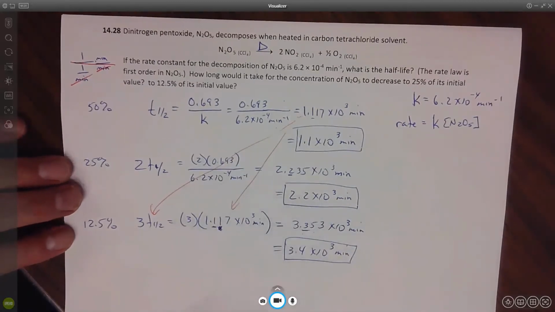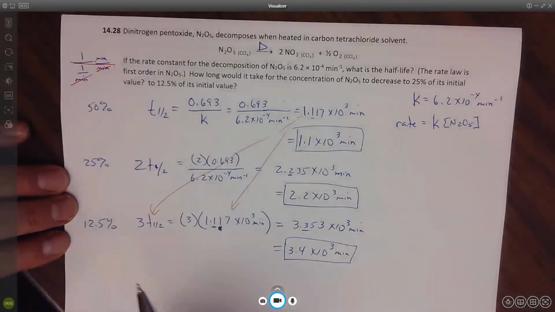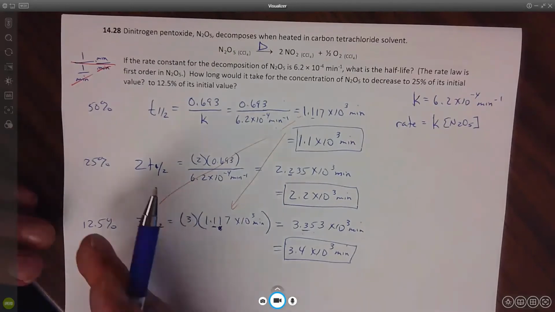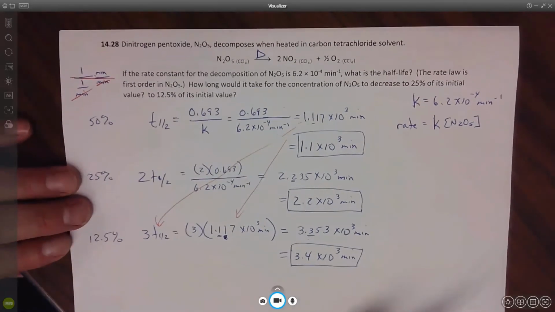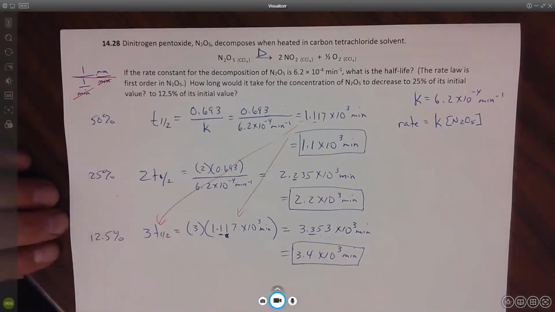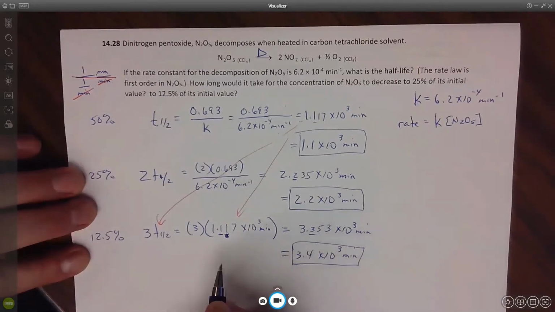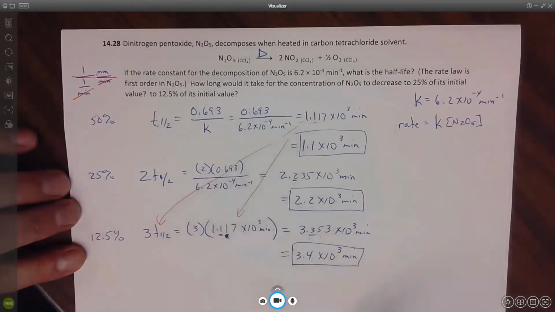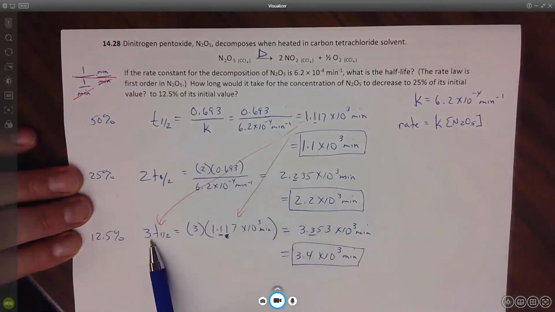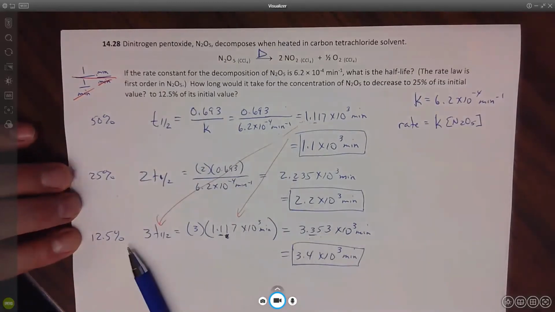Now, let's say it isn't a nice one like this, or you just blanked out during the exam because for no reason at all you panicked, which you should never do. There's actually an easier way of doing this. This is first order, and by the way, the only reason this works is because it's first order. If it was second order, remember it takes 1.5 times longer each time for it to go down, so it's different. You couldn't do this for anything but a first order.